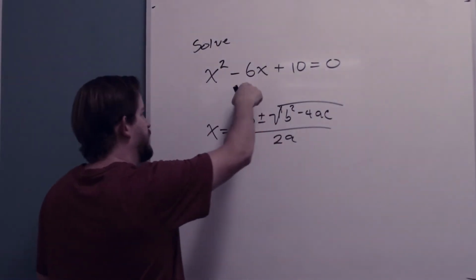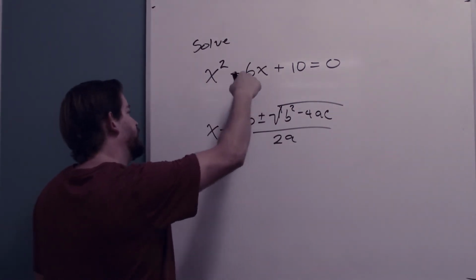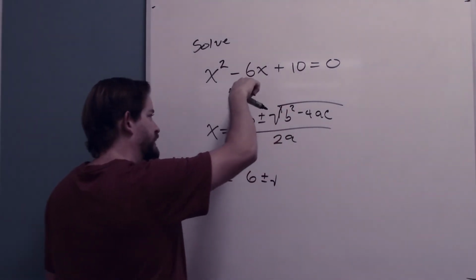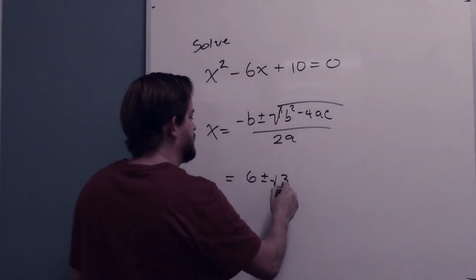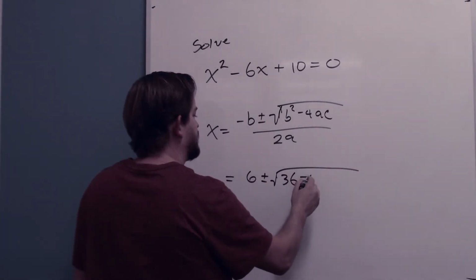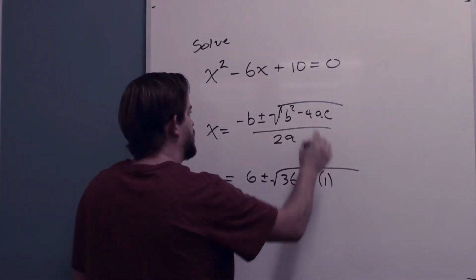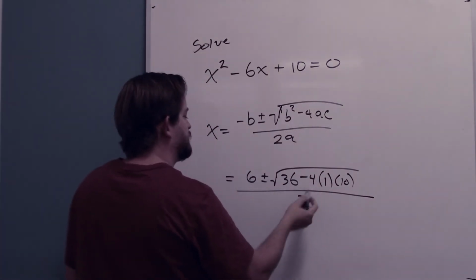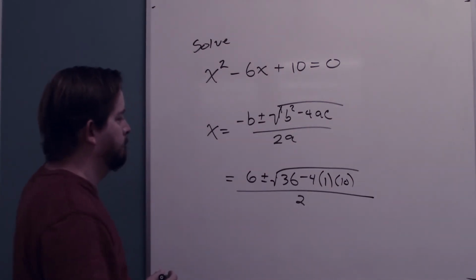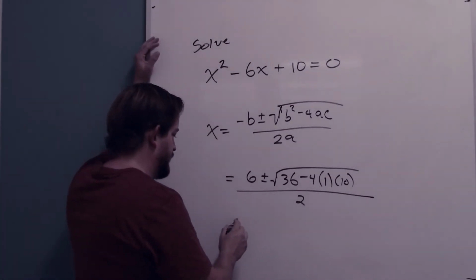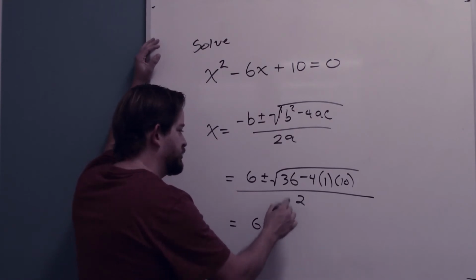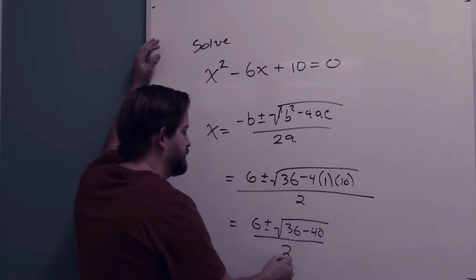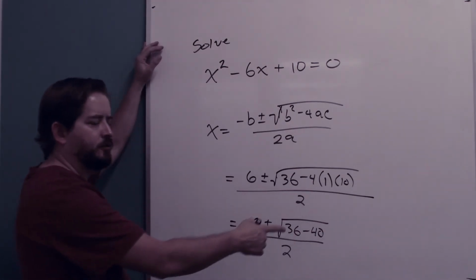b is negative 6, so negative b is positive 6. Plus or minus, b squared is negative 6 squared, so that's a 36. Minus 4 times a, which is 1, times c, which is 10, all over 2 times a, which is 2 times 1, so 2. So this is to say 6 plus or minus the square root of 36 minus 40 all over 2. And 36 minus 40 is negative 4, right?